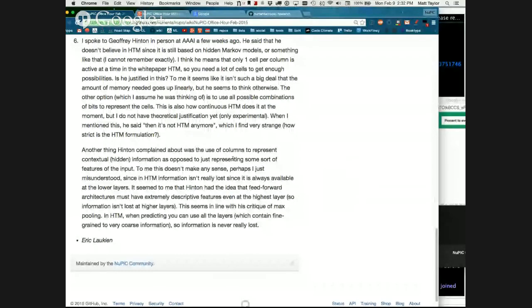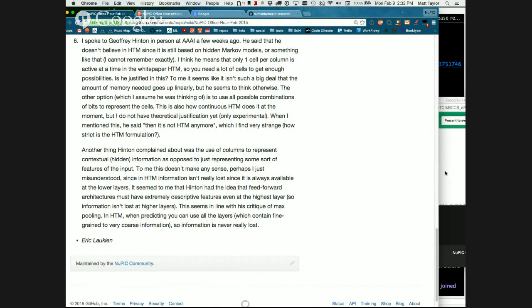He amplifies. Another thing Hinton complained about was the use of columns to represent contextual hidden information, as opposed to just representing some sort of features of the input. To me, this doesn't make any sense. Perhaps I just misunderstood, since the HTM information isn't really lost, since it's always available at the lower layers. It seems to me that Hinton had the idea that feed-forward architectures must have extremely descriptive features even at the highest layer, so information isn't lost at higher layers. This seems in line with his critique of max pooling. In HTM, when predicting, you can use all the layers, which contain fine-grained to very coarse information, so information is never really lost.